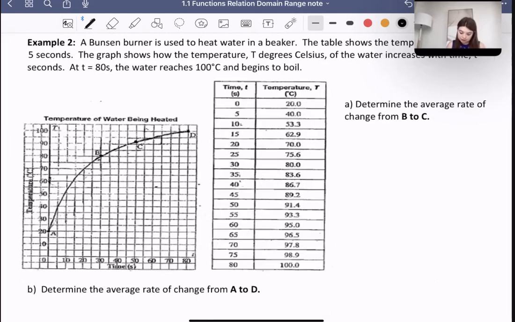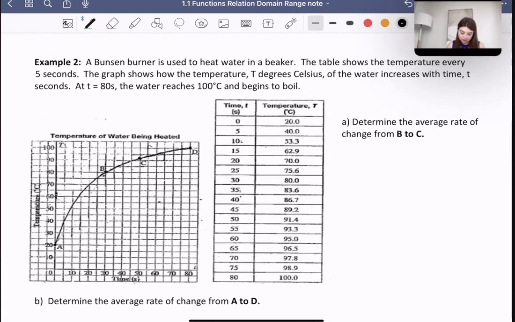Example 2 says that a Bunsen burner is used to heat water in a beaker. The table shows the temperature every 5 seconds. The graph shows how the temperature T degrees Celsius of the water increases with time t seconds. At 80 seconds, the water reaches 100 degrees Celsius and begins to boil. Part A says determine the average rate of change from B to C.